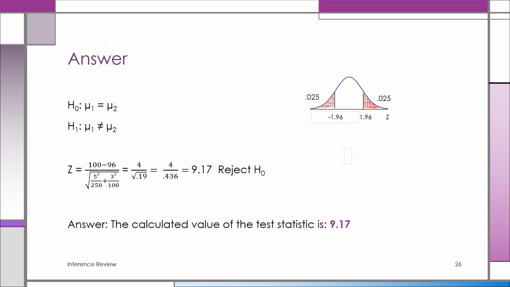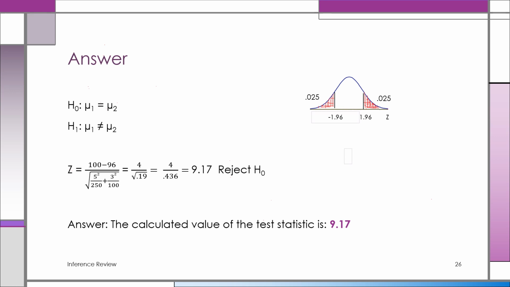Anyway, we're looking at H0: mu1 equals mu2. That's the way it's going to be with two samples. That there's no difference. Mu1 equals mu2 is the same as saying mu1 minus mu2 is 0. No difference between the two ice creams. H1 is there is a difference: mu1 is not equal to mu2.